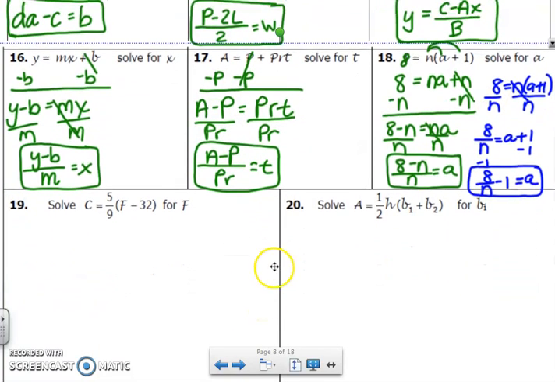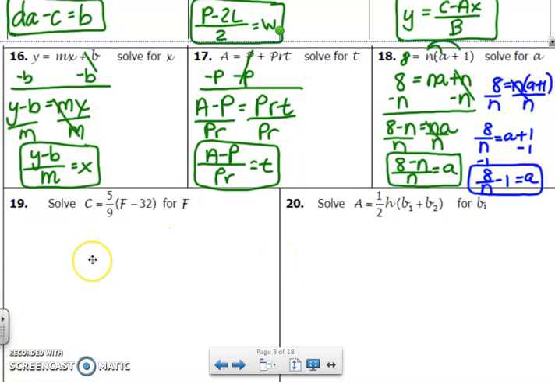Alright, 19 and 20 are the hardest problems by far. These would be bonus, for example, on a quiz. But first thing I'm going to do is get rid of this fraction. So since they're dividing by 9, I'm going to times by 9 on both sides to just get rid of that fraction immediately. So then I would have 9c equals 5 parentheses f minus 32.